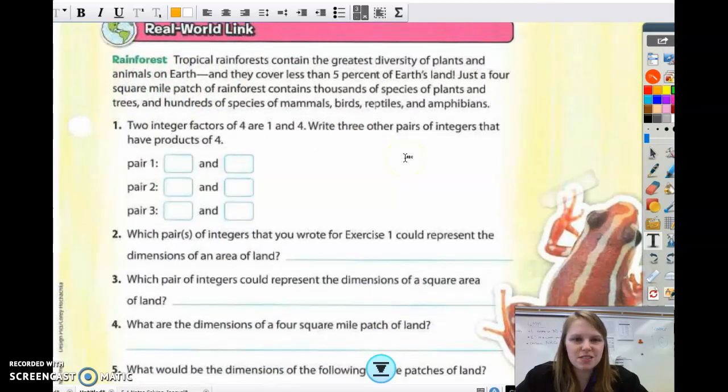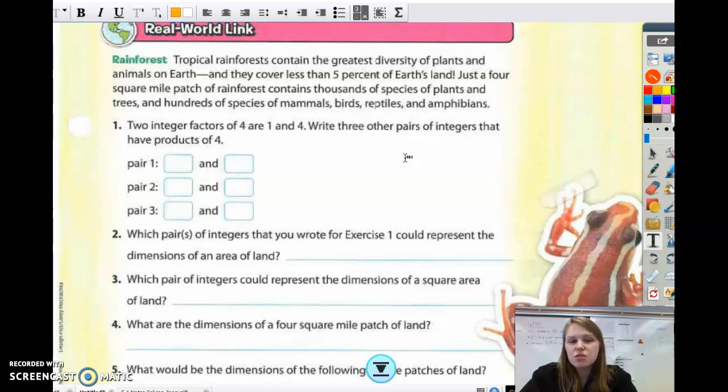So the rainforest, it says tropical rainforests contain a great diversity of plants and animals on Earth, the greatest diversity. And they cover less than 5% of Earth's land. Just a 4 square mile patch of rainforest contains thousands of species of plants and trees and hundreds of species of mammals, birds, reptiles, and amphibians.